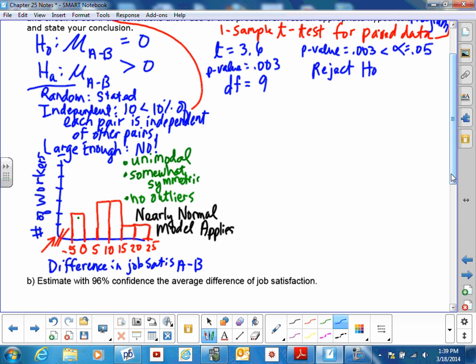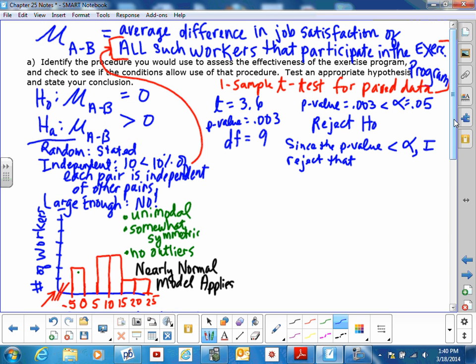And let's do our conclusion. And I want to go through this carefully, to make sure that you get any little word intricacies correct. So here we go. Yes, we start with, since the p-value is less than alpha, I reject that. Okay. What are you rejecting?